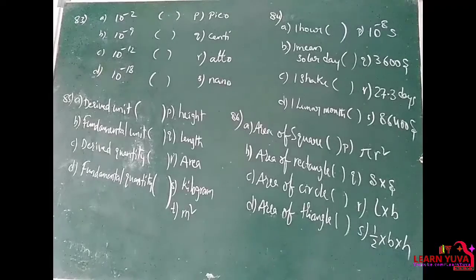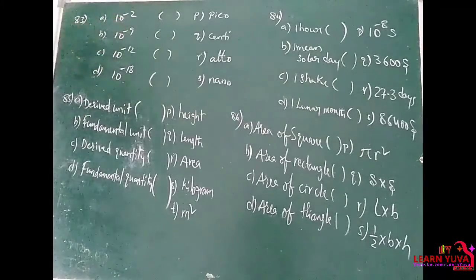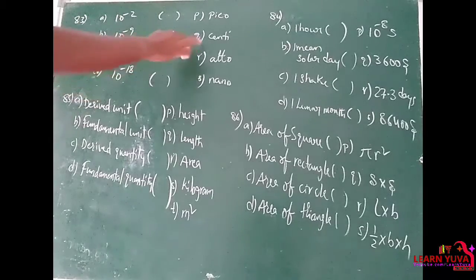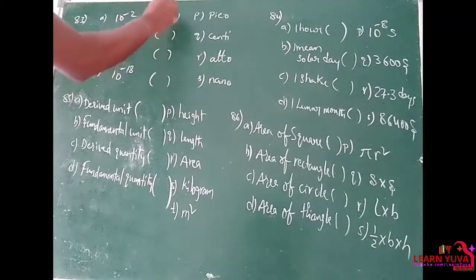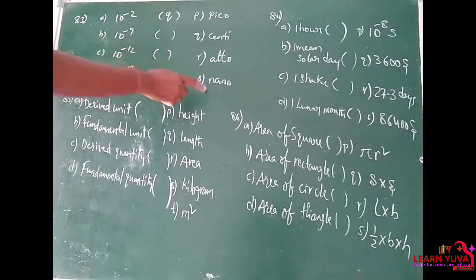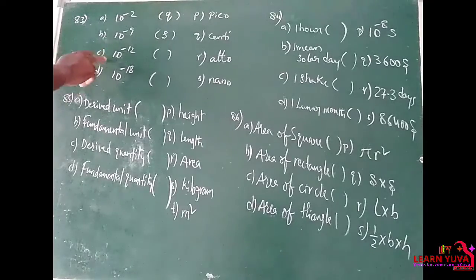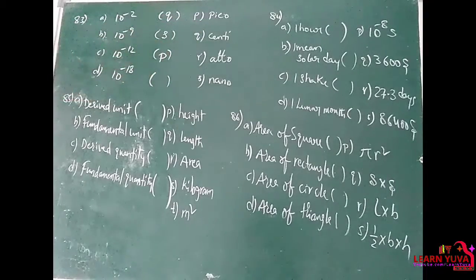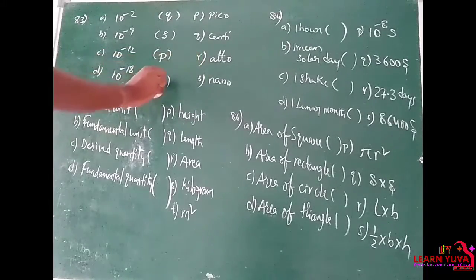The first matching is 10 power minus 2, right? So the prefix value of 10 power minus 2 is centi, C. 10 power minus 9, we call that as nano. Yes. 10 power minus 12, pico, P. 10 power minus 18, remaining answer is atto, R.